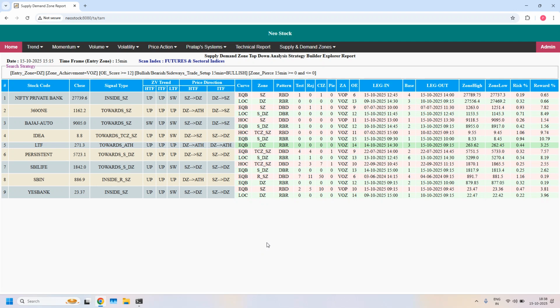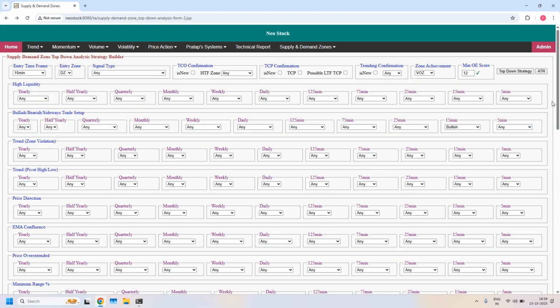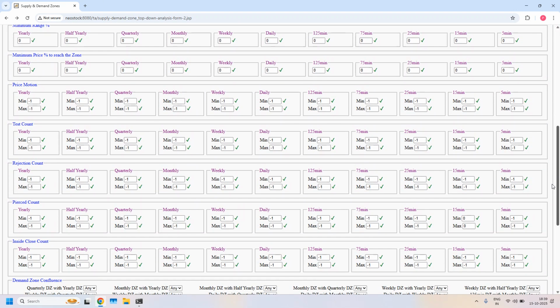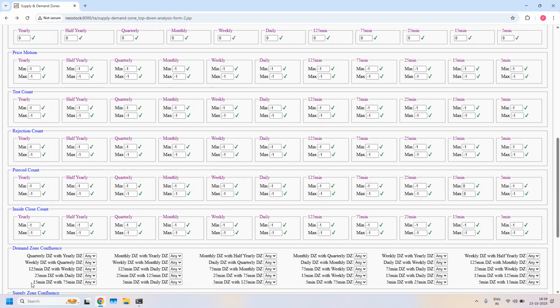Out of these 9 15 minutes demand zones, there could be some high probability trade setup supported 15 minutes demand zones might be available. We need to filter them based on different zone confluence and EMA confluence strategies you learned in lesson 27. So the first strategy is LTF and ITF demand zone confluence and then ITF EMA confluence. So in the demand zone confluence, I am enabling LTF and ITF. That is 15 minutes and 75 minutes demand zone confluence.